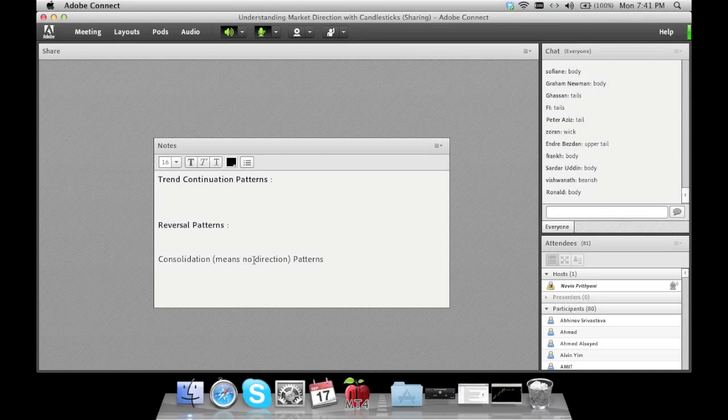Consolidation basically means there's no direction. You can't really understand which way it wants to go. It's just stuck in the middle. We'll discuss that as well.